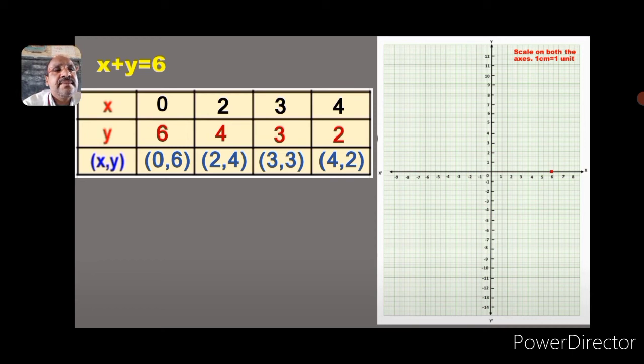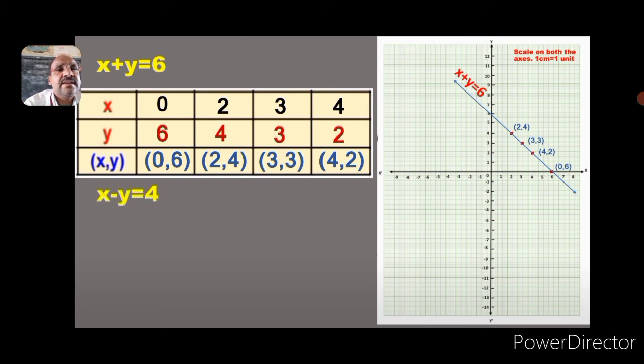First point 0 6 here. Another one is 2 4, 3 3 and 4 2. Now we join all these points. Then this is the graph of equation x plus y is equal to 6.